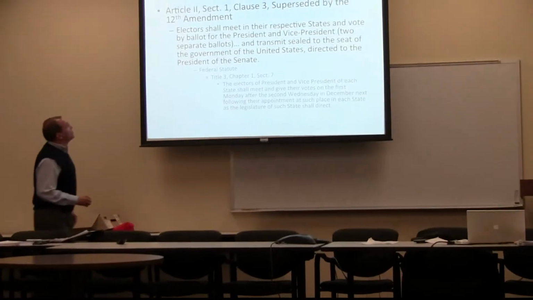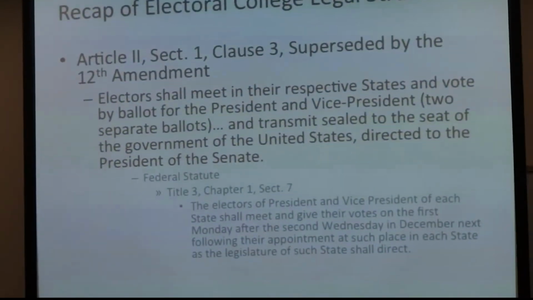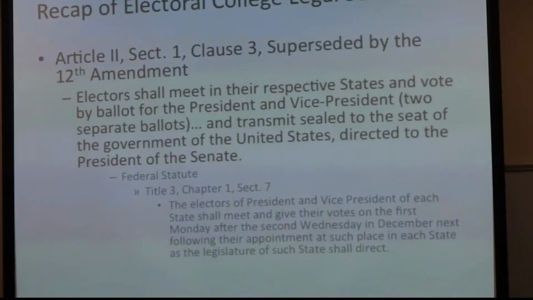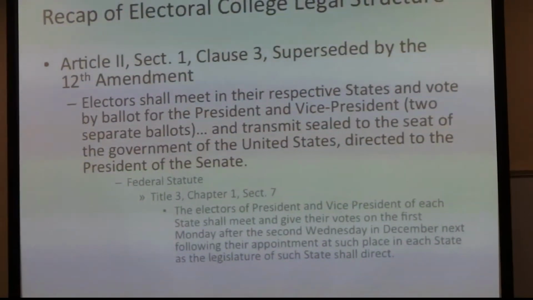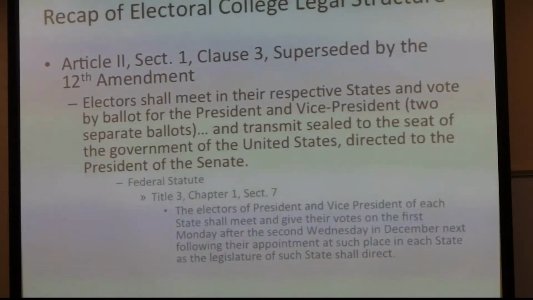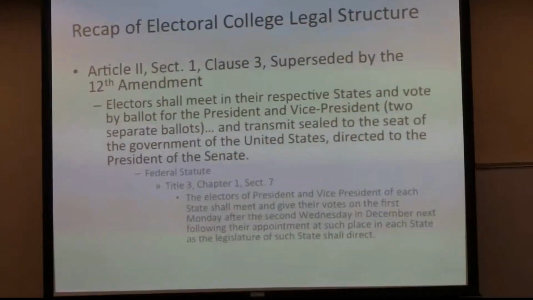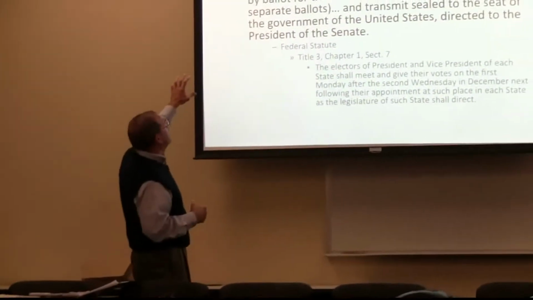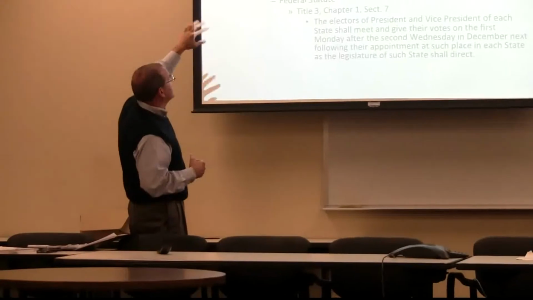Article 2, Section 1, Clause 3, superseded by the 12th Amendment: electors shall meet in their respective states and vote by ballot for the President and Vice President, two separate ballots, that's the 12th Amendment, and transmit sealed to the seat of government of the United States directed to the President of the Senate. Okay, so after the November election, we know who wins within the state. The electors have already been determined at the state party conventions, and those persons shall meet in their states and cast their ballots.